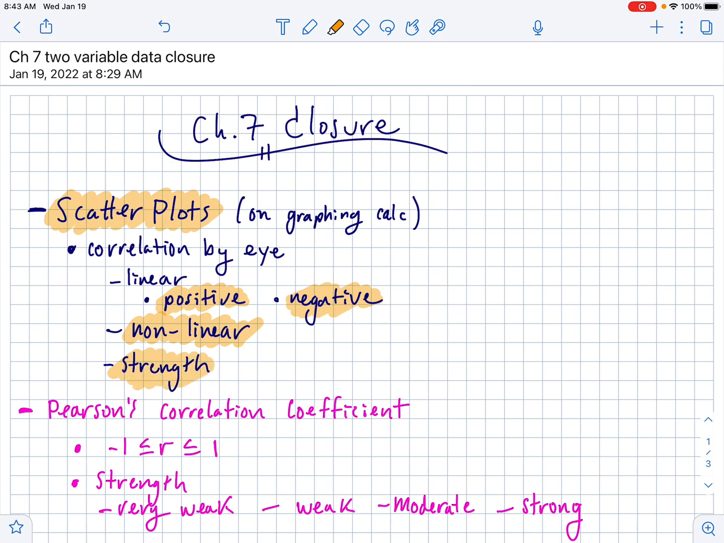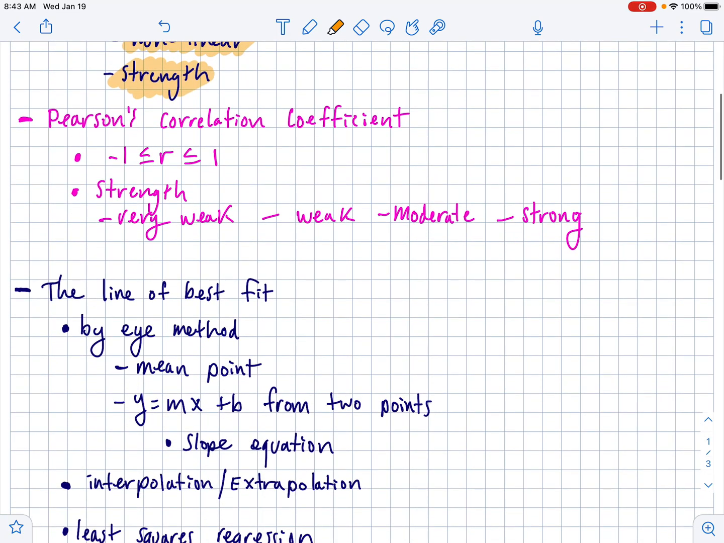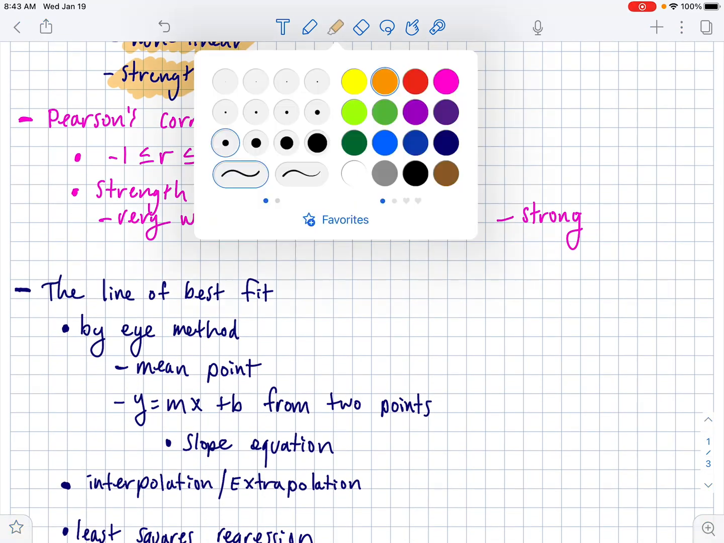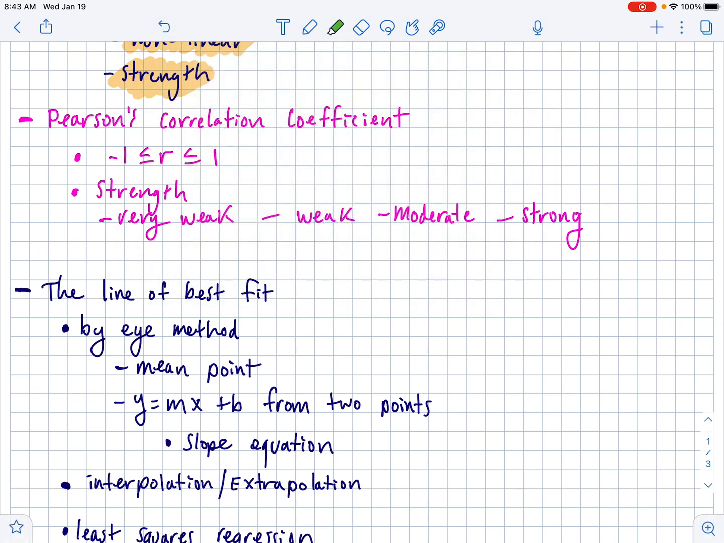But we did talk about strength. Remember, the more tightly clustered around a trend it is, the more correlation it has. Then we talked about Pearson's correlation coefficient. Pearson's correlation coefficient is a lowercase r, and it's between -1 and +1. Remember, the closer it is to -1 or +1, the stronger it is. There was also a chart that told you about the cutoffs for describing the strength of linear correlation. Oh yeah, that's a good point that we should put in here. Pearson's is only for linear correlation.